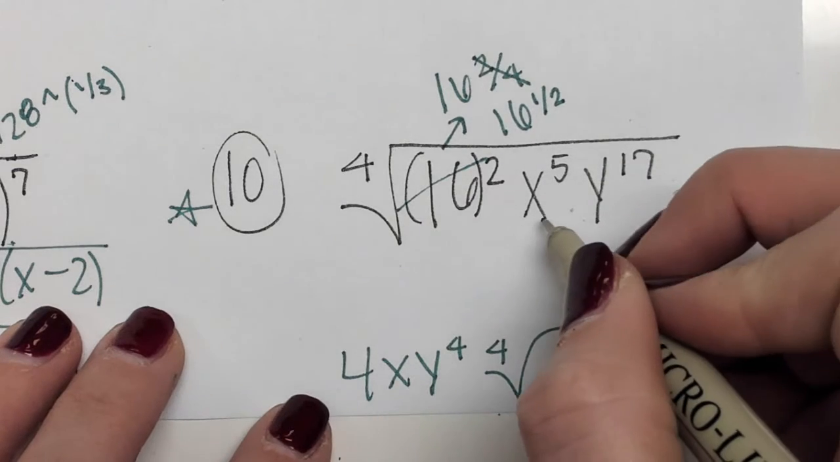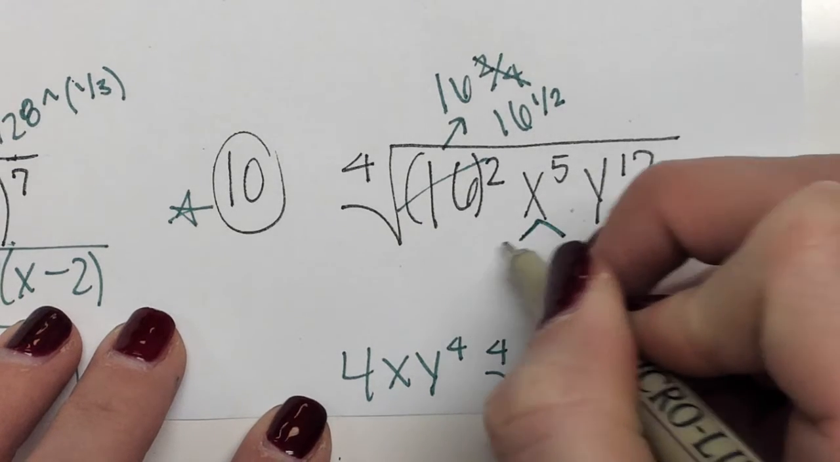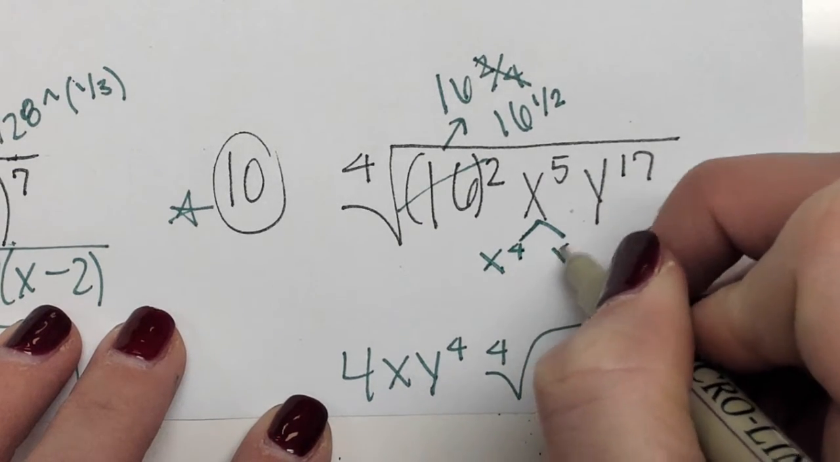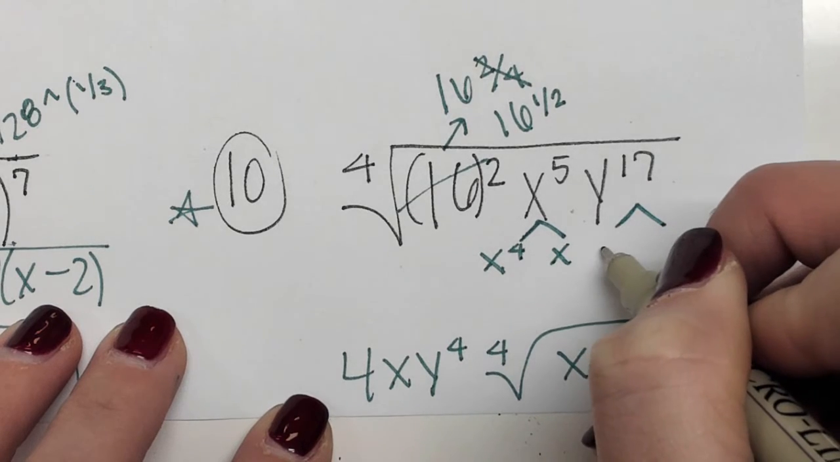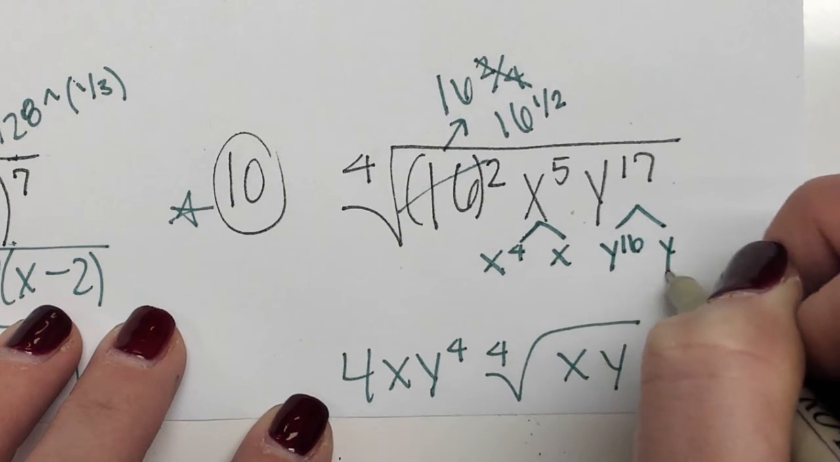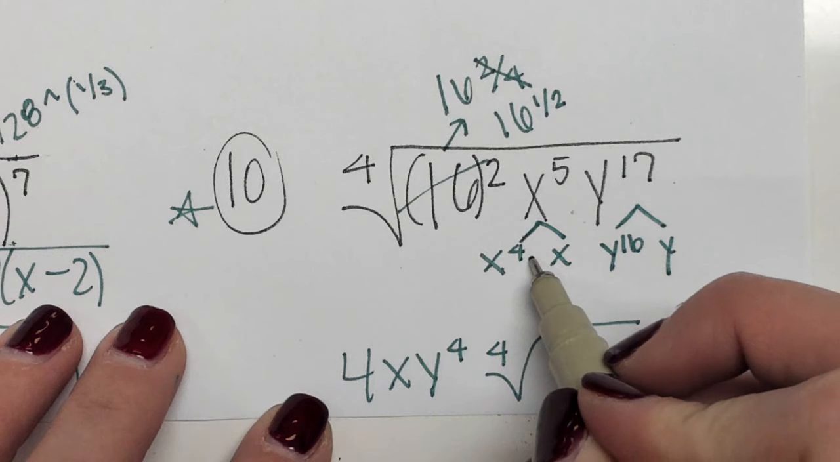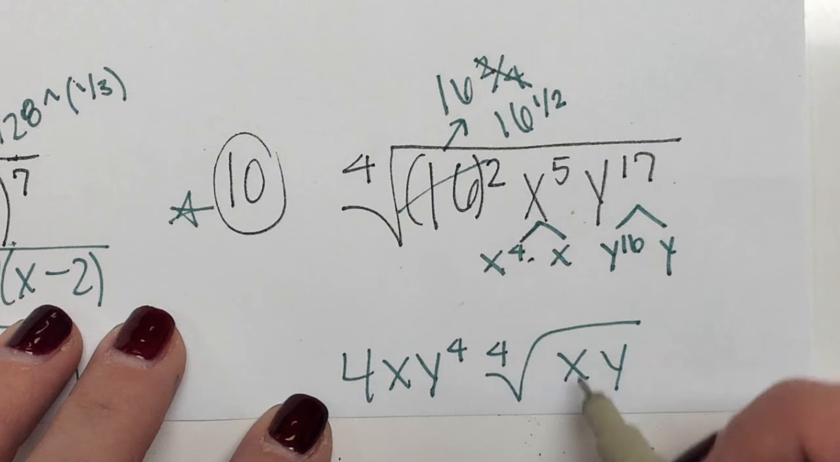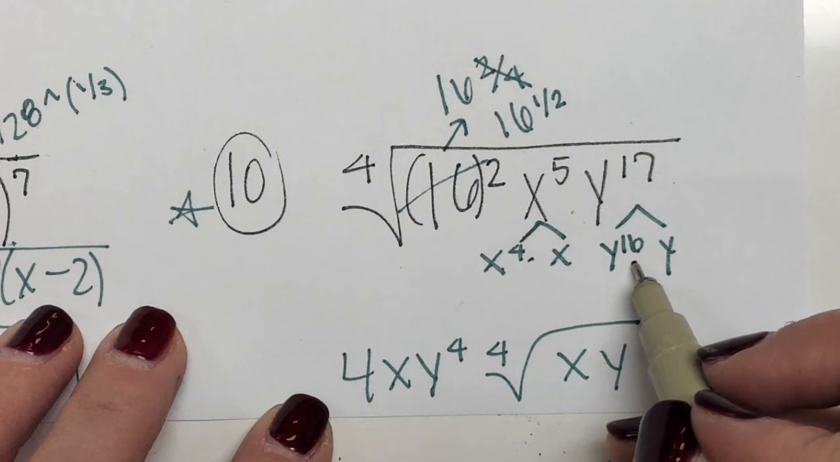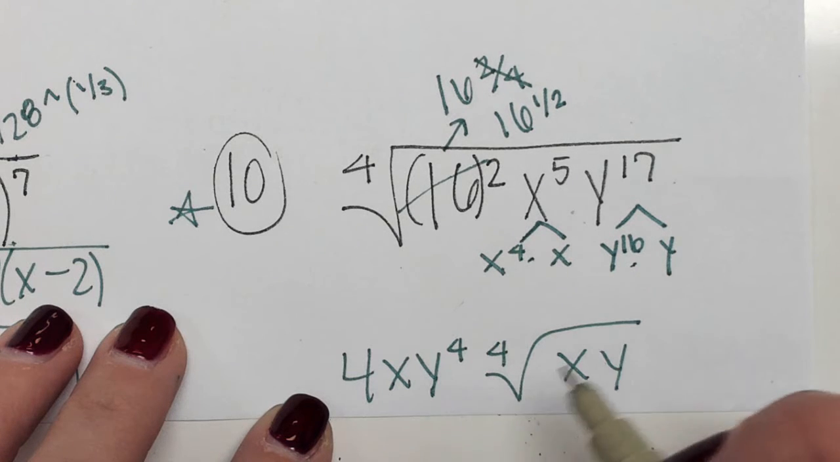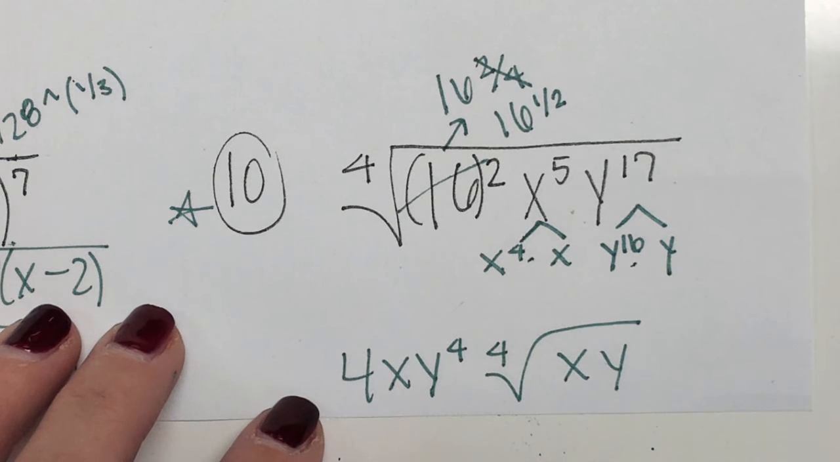The x to the 5, I need to break this up into what? Good. And this one? Good. So the 4th root of x to the 4th? x. This stays underneath. 4th root of y to the 16th? Yes. And then the y stays underneath.